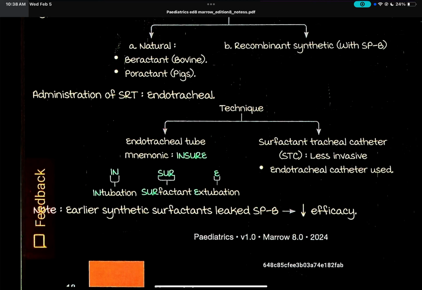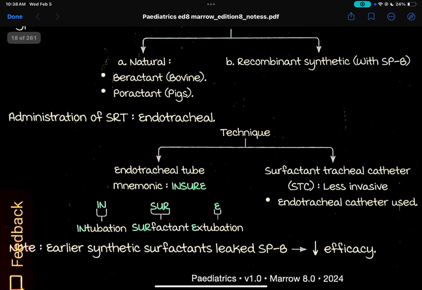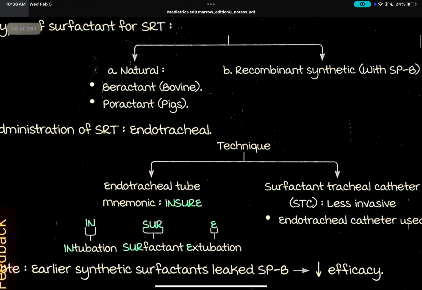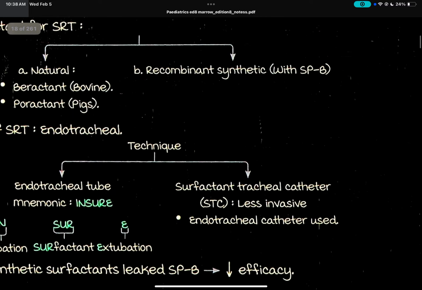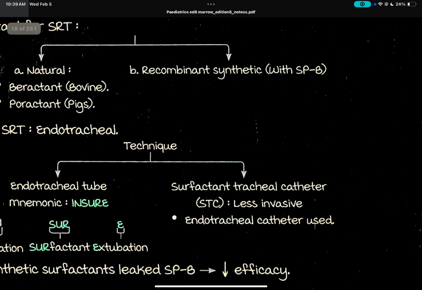So how do you do it? Intubation, then surfactant, and then extubation. INSURE. Earlier synthetic surfactants lacked SP-B and hence had decreased efficacy. Surfactant tracheal catheter, STC, is less invasive. An endotracheal catheter is used.